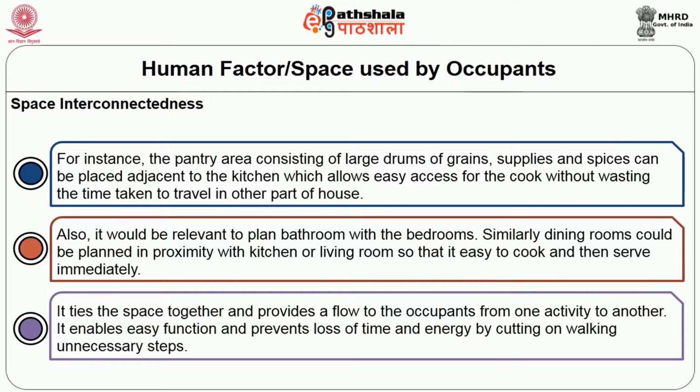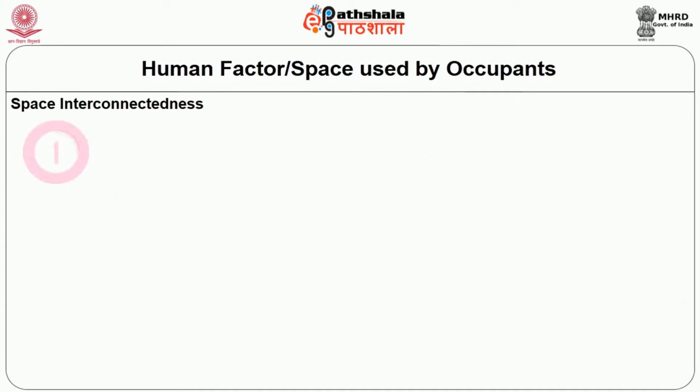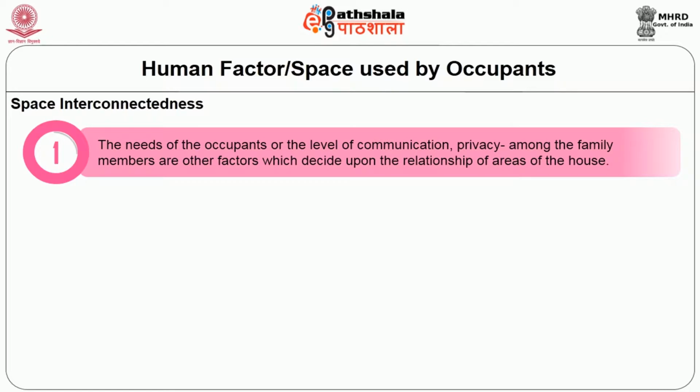Also, it would be relevant to plan bathrooms within the bedrooms. Similarly, dining rooms could be planned in proximity with the kitchen or living room so that it is easy to cook and then serve immediately. It ties the space together and provides a flow to the occupants from one activity to another. It enables easy function and prevents loss of time and energy by cutting out unnecessary steps.